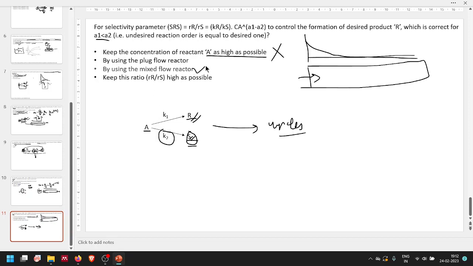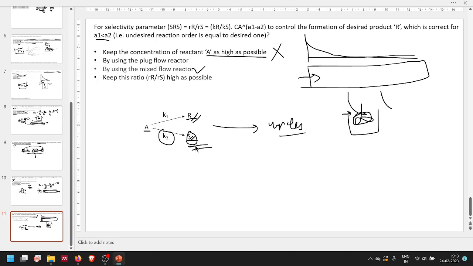Next, we have using a mixed flow reactor. Now, in a mixed flow reactor, the concentration of the reactant drops drastically the moment it enters, because the contents are mixed together thoroughly the moment they enter, and that's why the reactivity inside this reactor is high since it's continuously stirred. So in that case, if we use a mixed flow reactor, A will decrease rapidly, and this will hinder the formation of your undesired product.